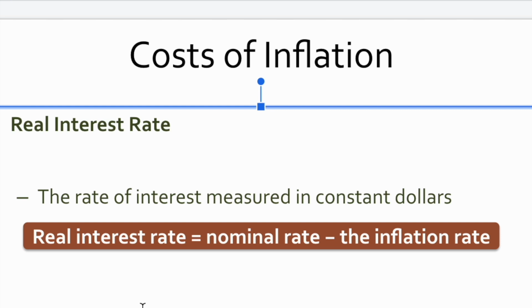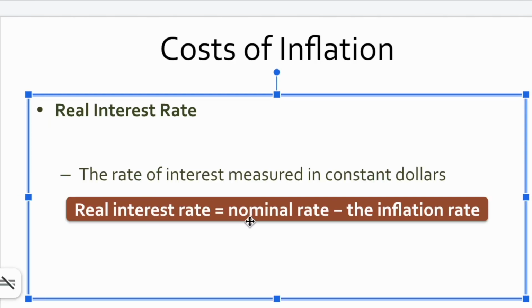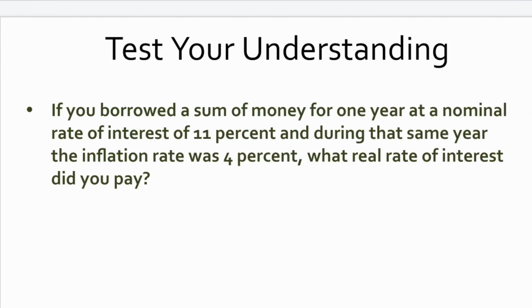Now, the real interest rate is the nominal rate minus the inflation rate. Let's look at an example to test your understanding. If you borrowed a sum of money for 1 year at a nominal rate of 11%, and during the same year the inflation rate was 4%, what real rate of interest did you pay?